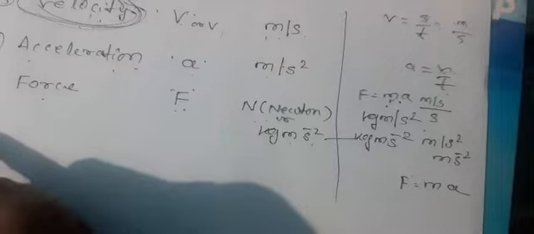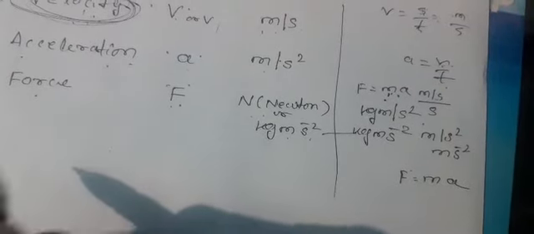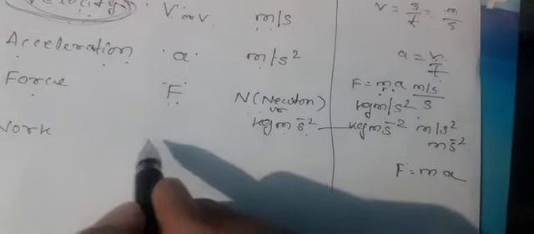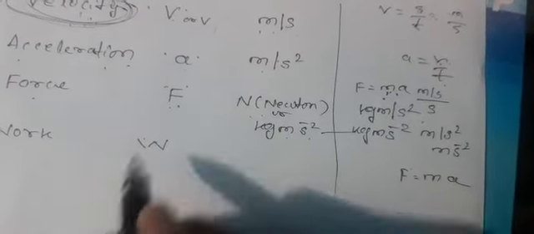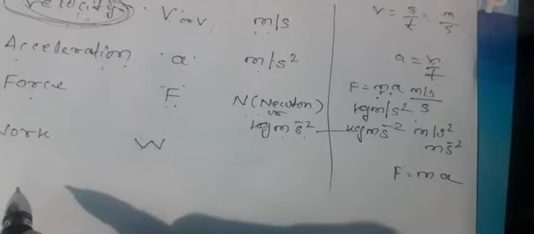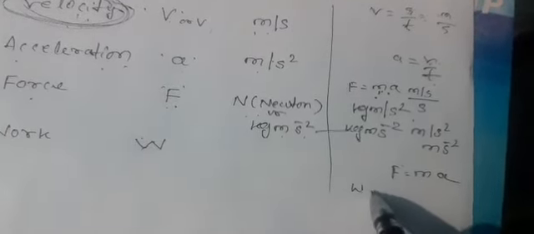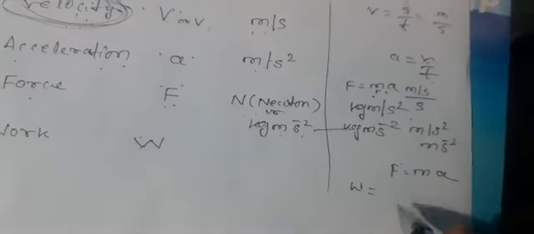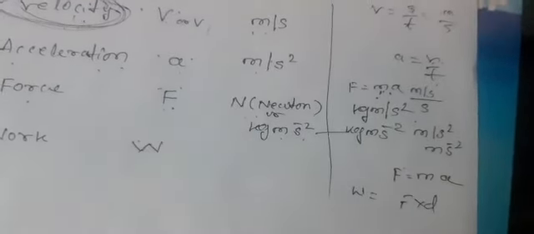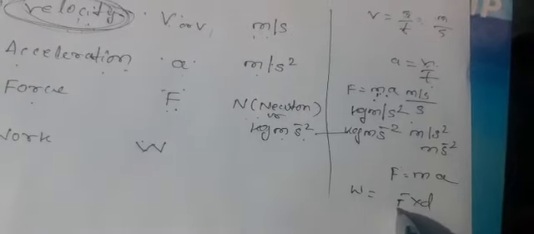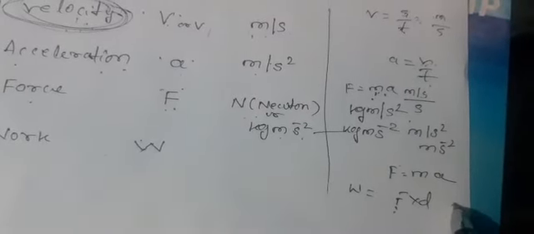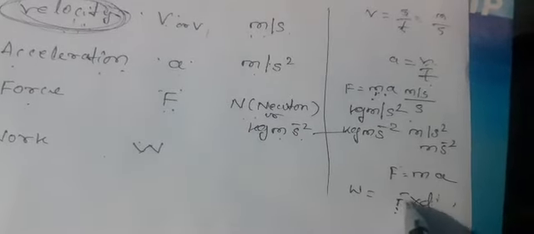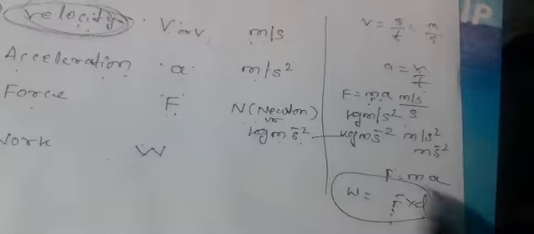Next, the eighth derived quantity is work done, or work. The symbol is capital W. Work done is similar to force into displacement. When applying an external force, the object moves a certain distance, in meters. The unit of force is Newton. That is the definition of work done.